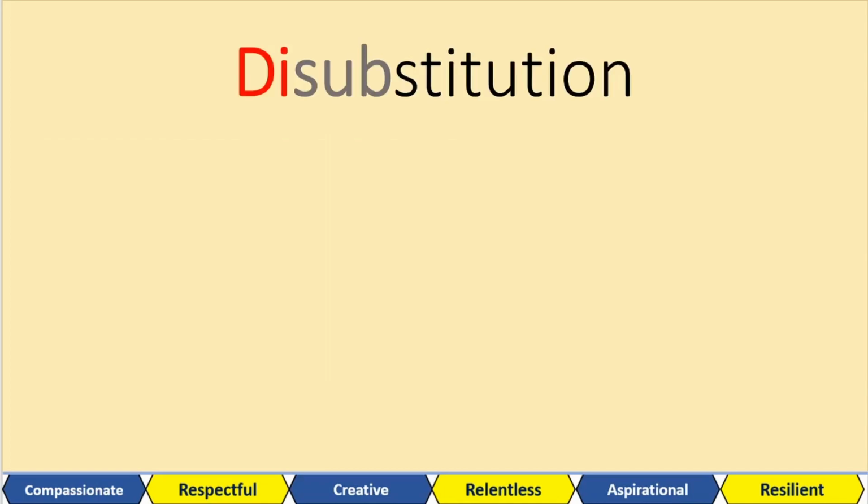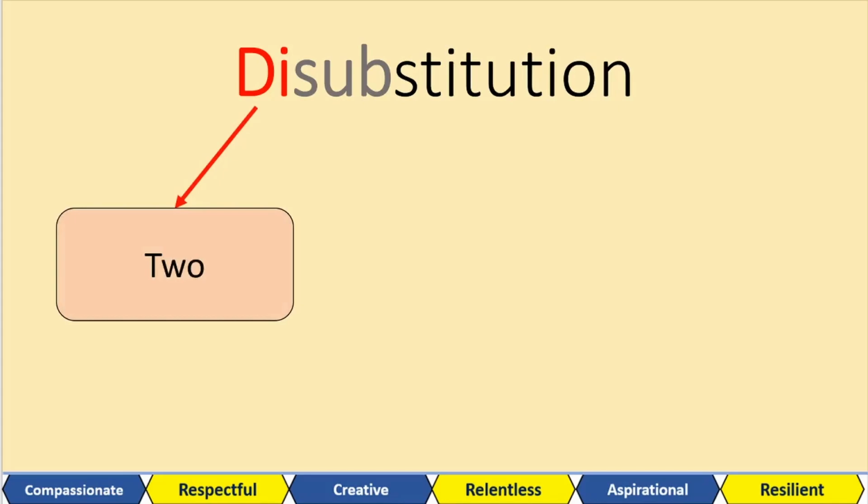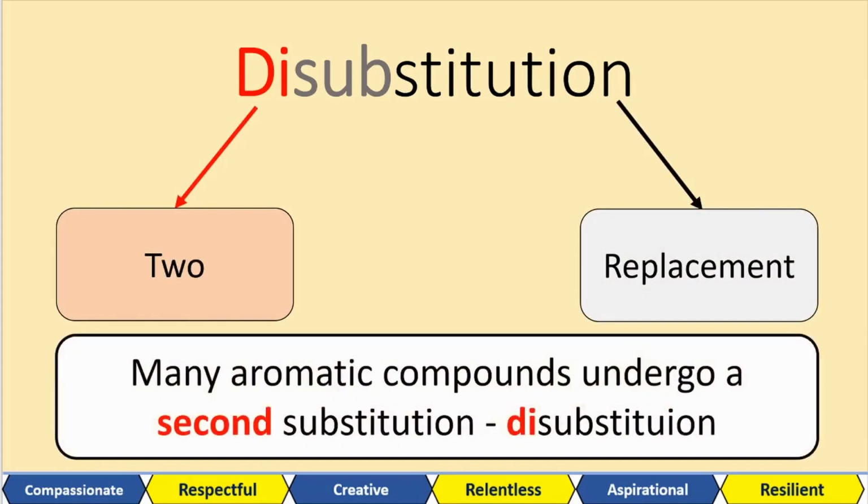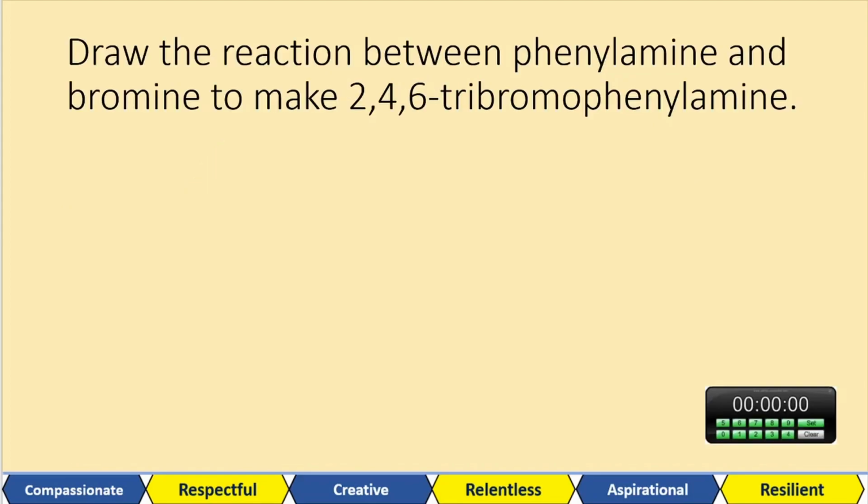So, disubstitution. Let's go through what this actually means. Di obviously means two, like dioxide, and substitution means replacement. Many aromatic compounds actually undergo a second substitution, disubstitution. So you don't just get one substituent added to your aromatic ring. Sometimes two is added. So we've got this activity here.